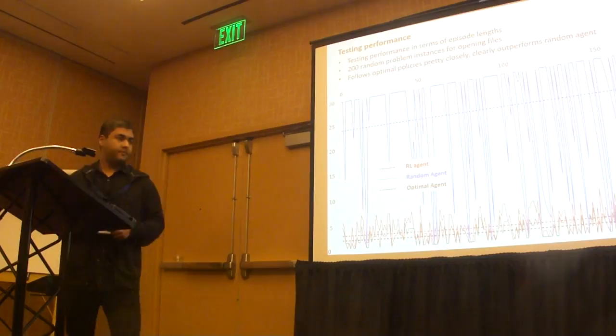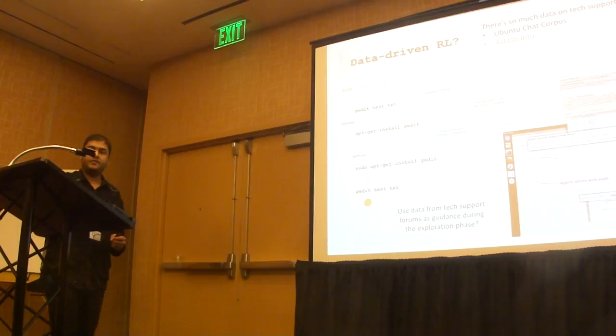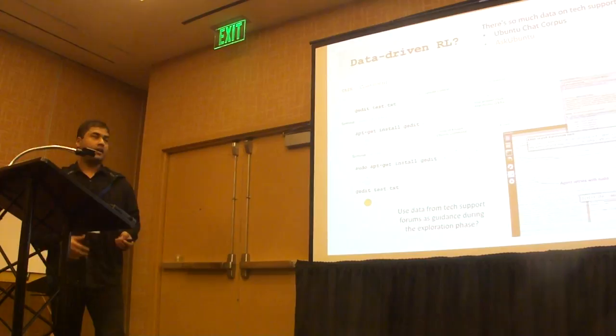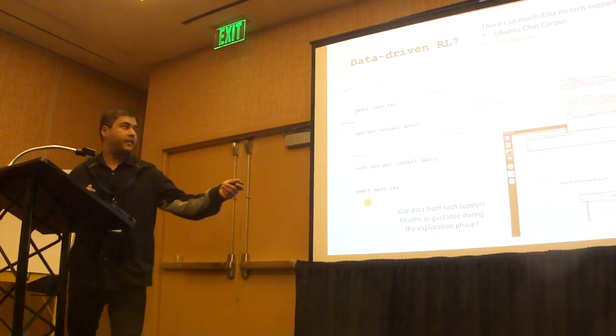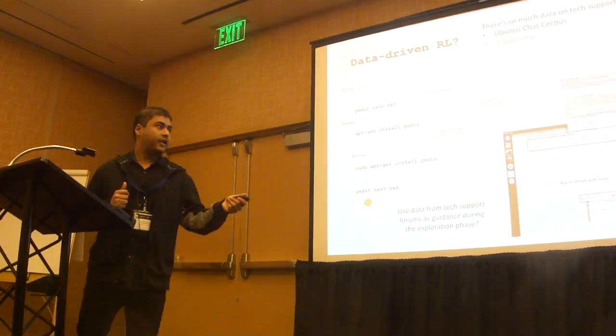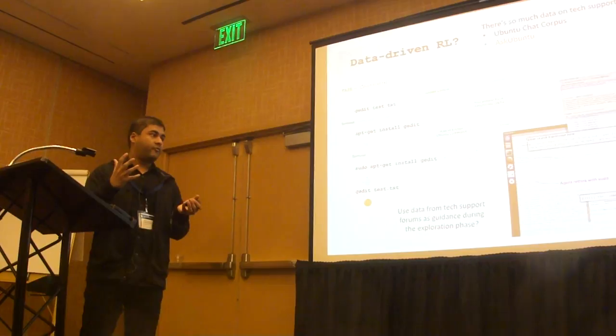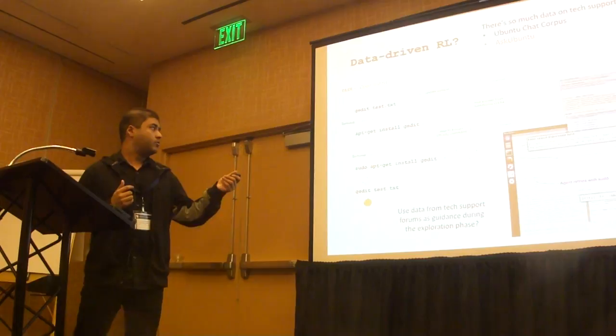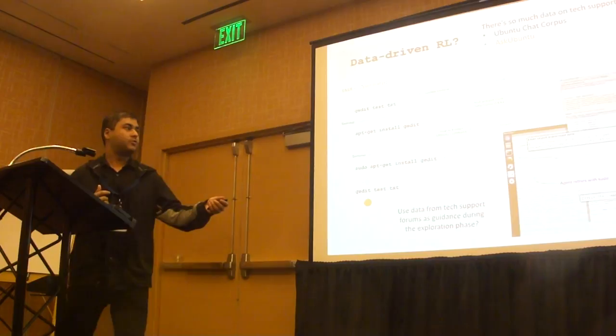So we will now talk a bit about data-driven RL. As we said, there is already a lot of data on Ask Ubuntu that you can use for already existing problems. When you are executing on the terminal, if you see a permission denied feedback on the terminal, you can query Ask Ubuntu, see what the most relevant posts are, find the action that is most relevant to the answer to that post, and use that as a suggestion on what the next exploration action should be. So here, Ask Ubuntu itself is not an oracle, but rather guidance to the learning process.